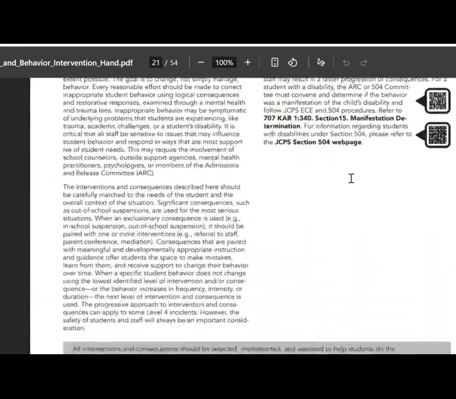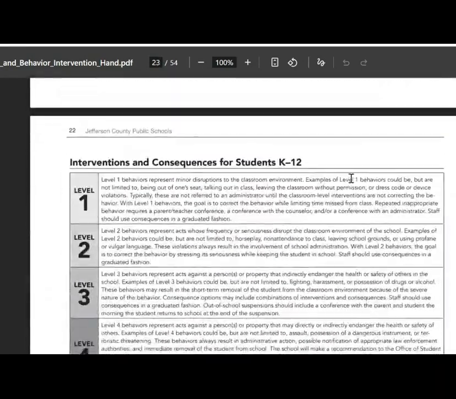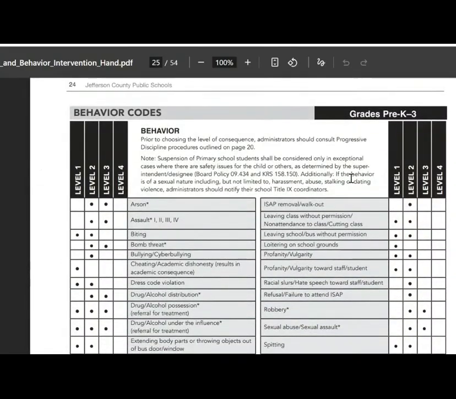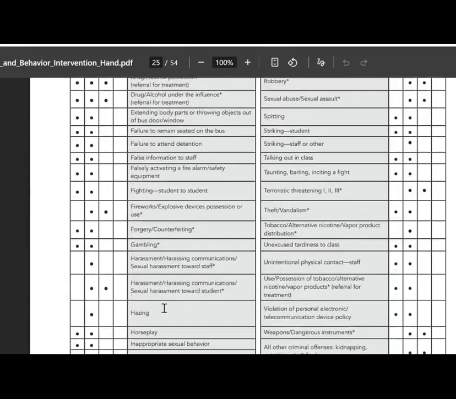What's really important, let's get down to page 24, because I want to make sure that we are clear about where we can find out things about behavior codes. They start here on page 24. So just say, for example, bullying. All right, this is pre-K through third grade. Bullying is here, and it starts at a level 2. Okay, there are other things listed. Of course, I'm focusing on bullying and harassment. So if we went down to the H for harassment, harassing communication towards staff or student, starts at a level 2. It can go up to a level 3. And again, this is with pre-K through 3.